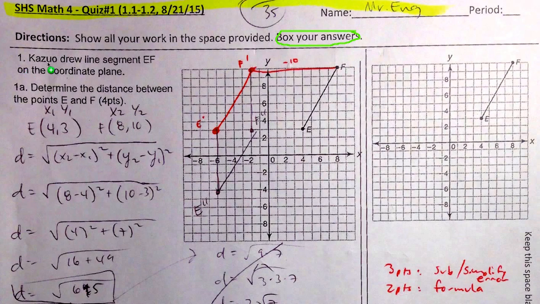Number 1, I drew line segment EF here to here on the coordinate plane. So we have a line there. Determine the distance between points E and F. So here's E and here's F. So we learned in class, number 1, write down the distance formula.